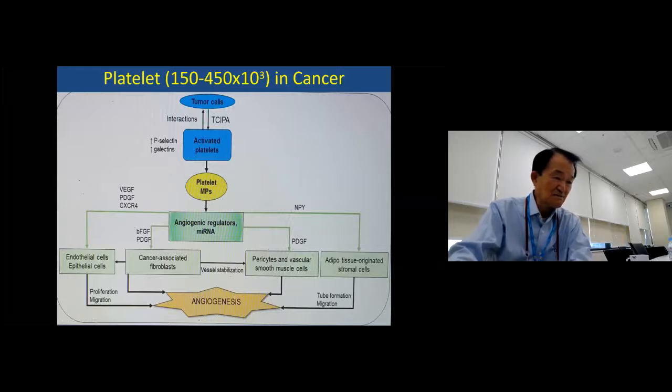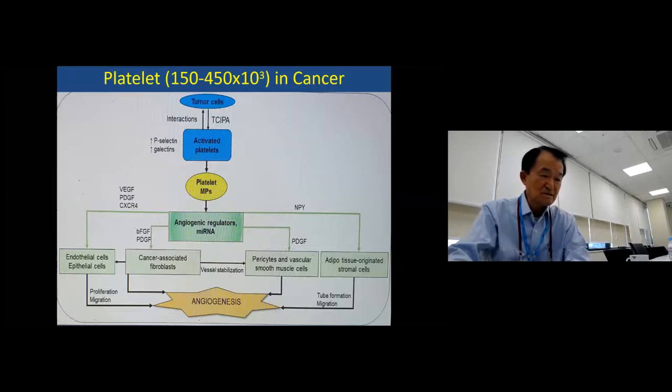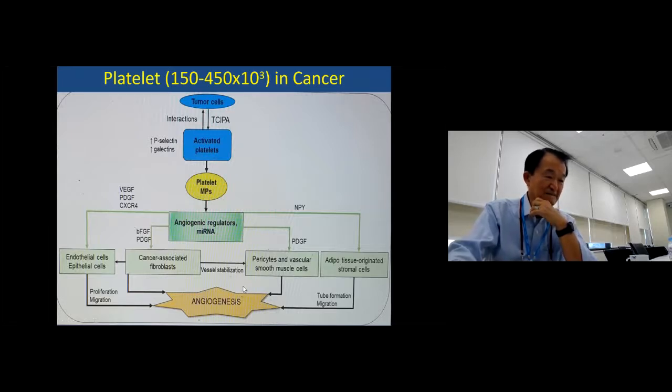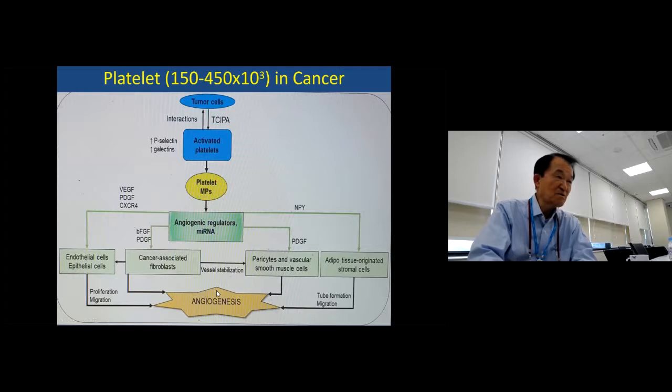And certain growth factors are produced, and that affects our tissue, and also the stromal cells with the fatty tissue. So this all together contributes to angiogenesis, with endothelial cells proliferating, fibroblasts, and pericyte vascular smooth muscle. New vessel formation for proliferation and growth of the cancer.